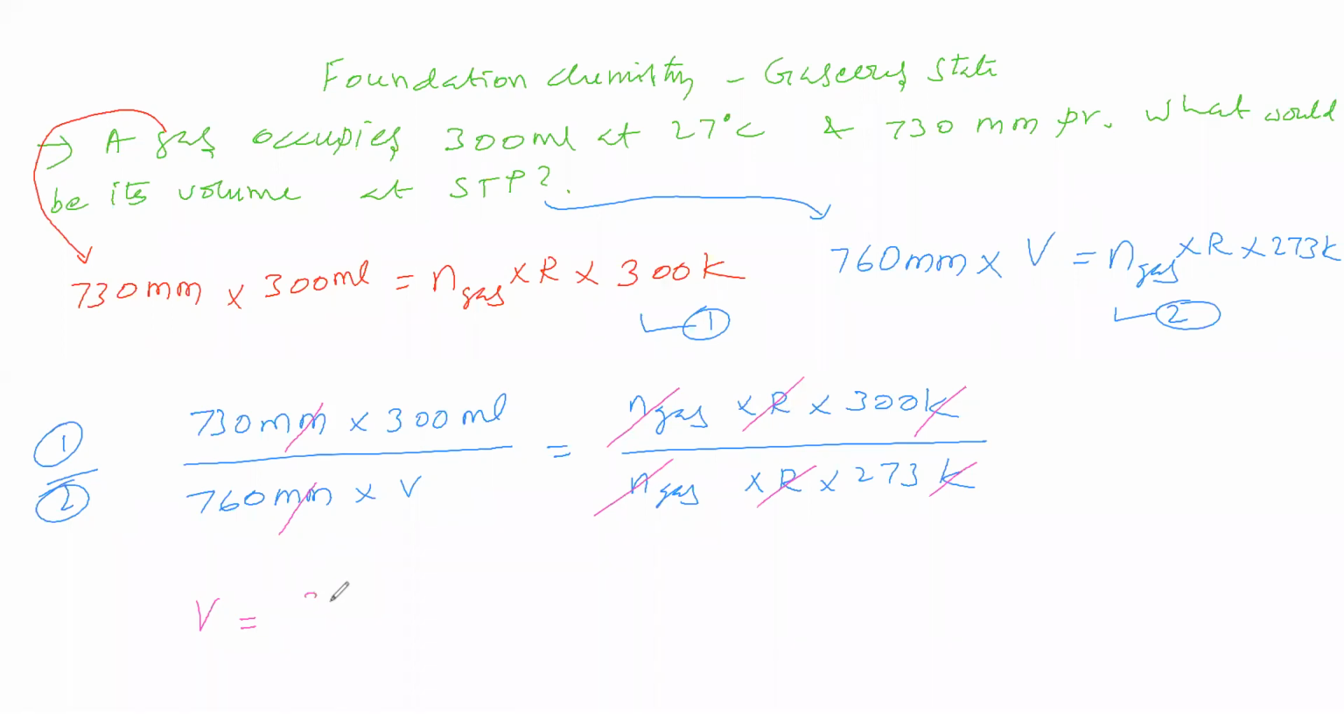The volume is equal to 300 ml into 273 by 300. So 300 gets cancelled. Therefore volume is equal to 273 ml. So we are getting the volume as 273 ml.